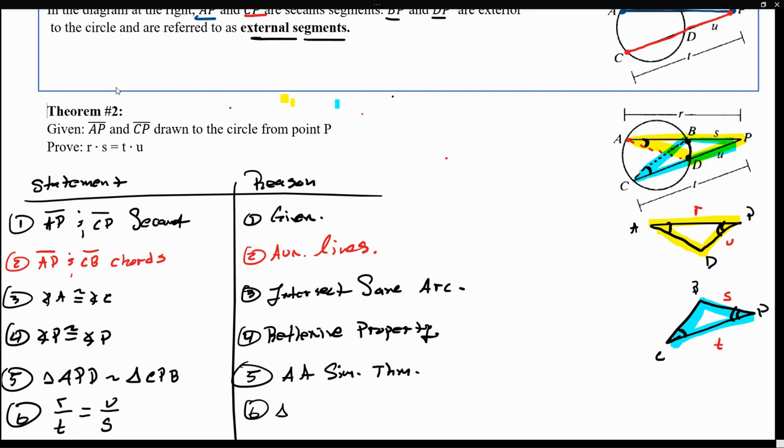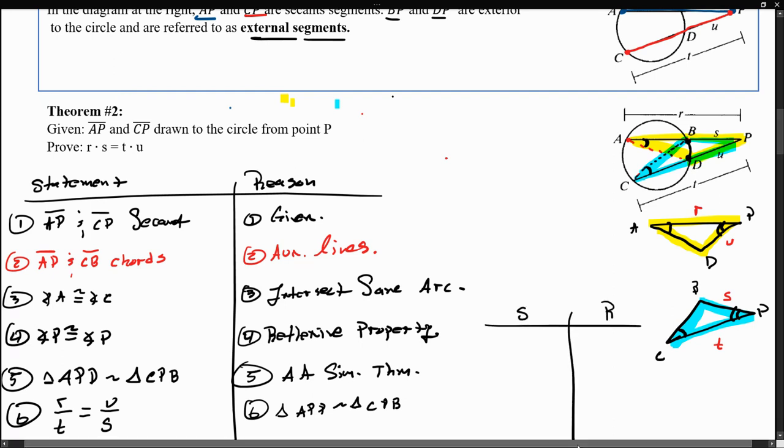And the reason is because they're similar, and we're pretty much done, because we almost had the form here. We have to have it in linear form. So I'm going to finish it up here. Statement and reason. If I cross multiply, I'm going to have R times S, and that is going to be equivalent to T times U, which is exactly the statement that we wanted to show.